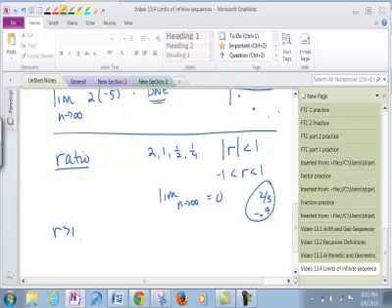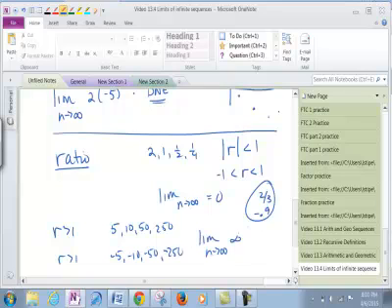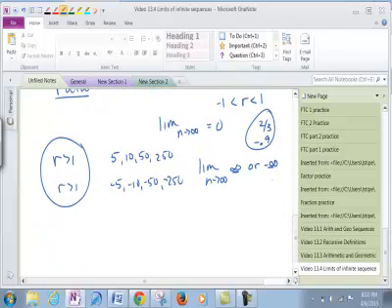When the ratio is greater than 1, like in the one where we multiplied by 5, where it went 2, 10, 50, 250, we found that the limit was infinity. But sometimes the ratio was greater than 1, and we had negative 2, negative 10, negative 50, negative 250, and we said the limit as n goes to infinity was negative infinity. So when the ratio is greater than 1, sometimes it's infinity and sometimes it's negative infinity, and in this case we have to look at that first term.